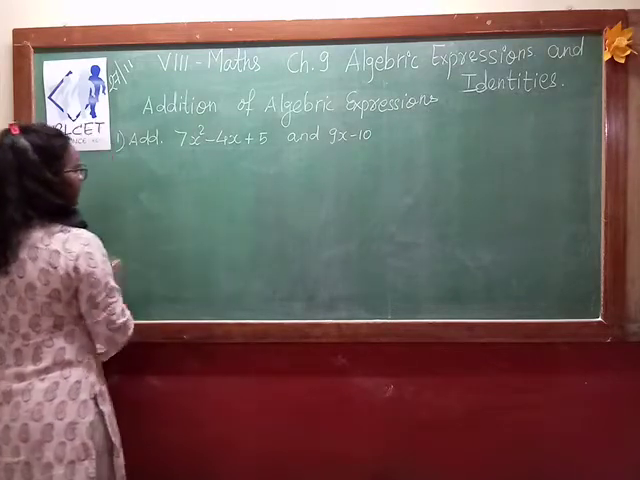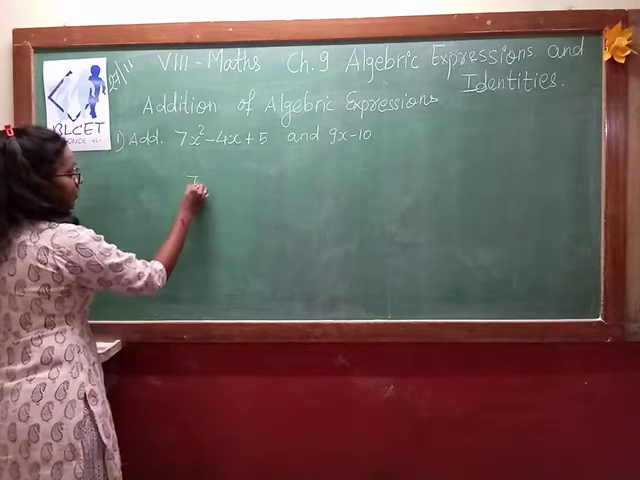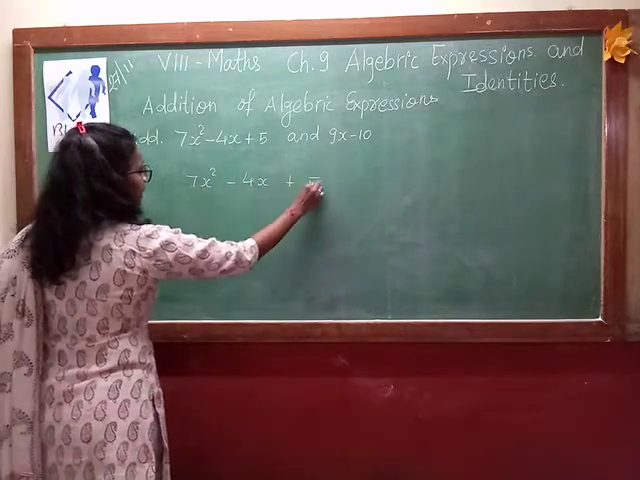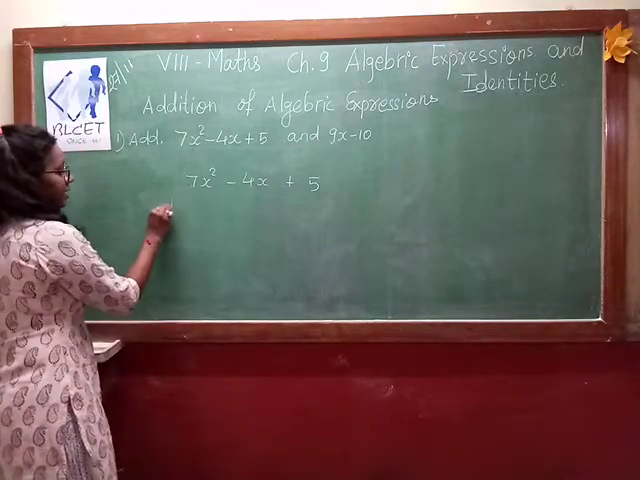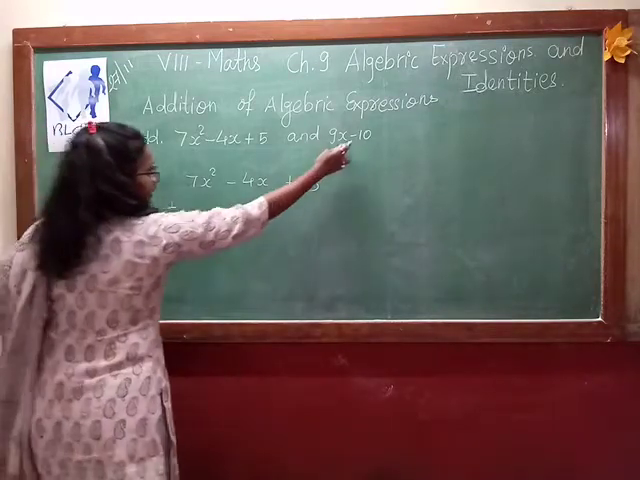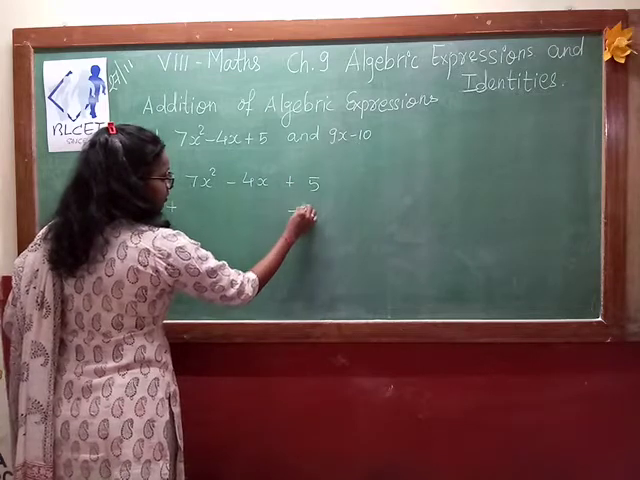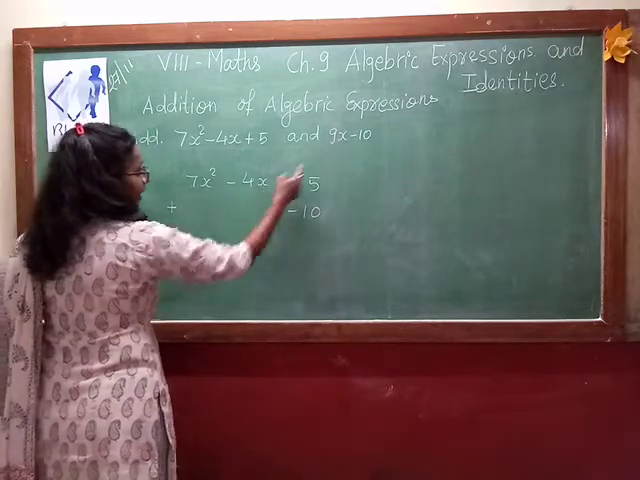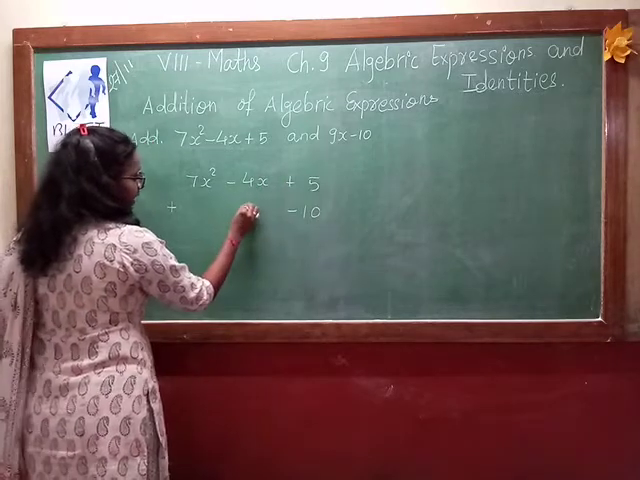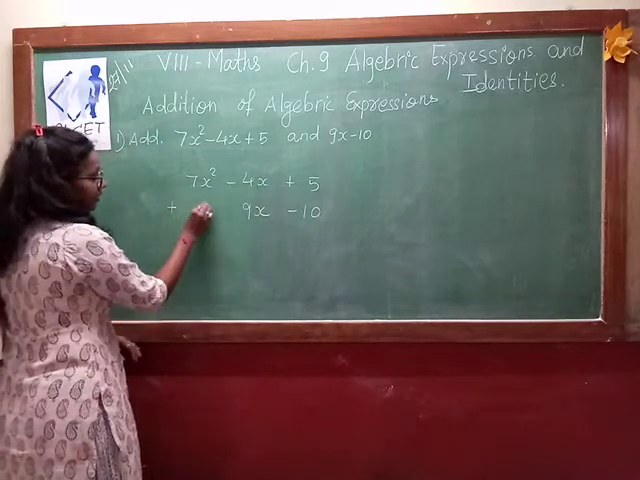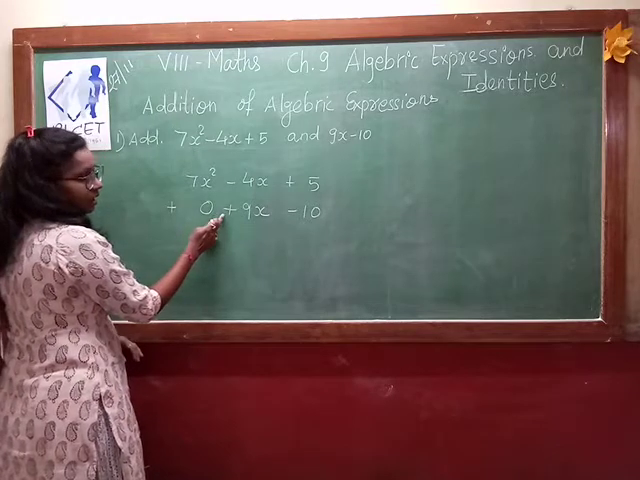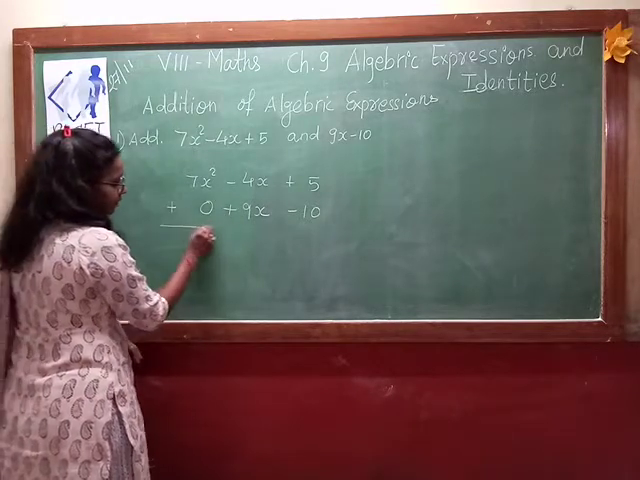So what will you do here? 7x². Write down all the terms along with their sign. We are doing addition, so plus. Keep on writing. This is your constant term, so write constant terms below constant terms. 4x, like terms, so 9x. Here nothing means you have to write 0. 9x is positive, so write plus.